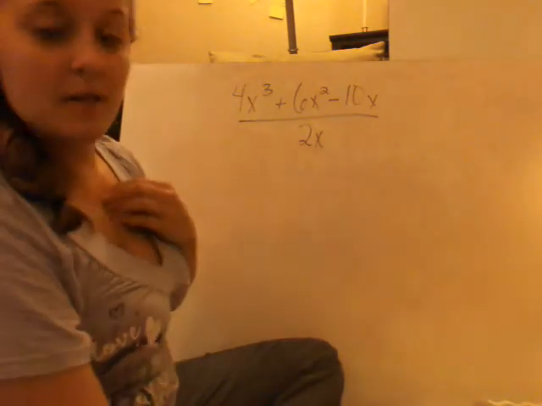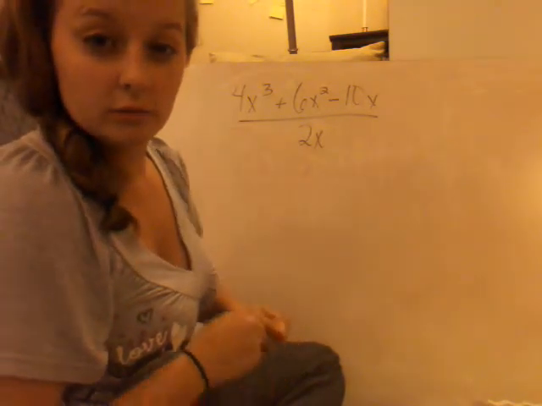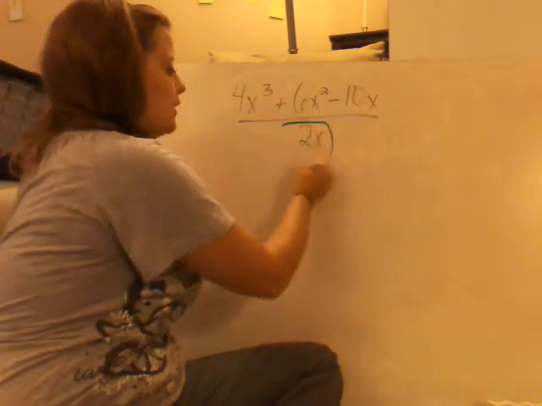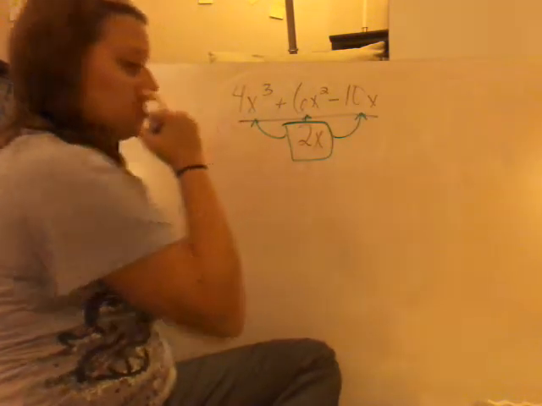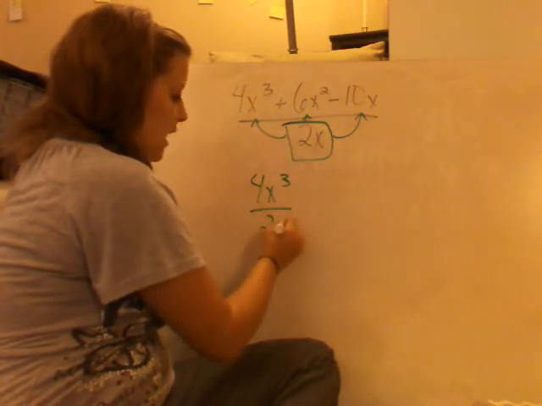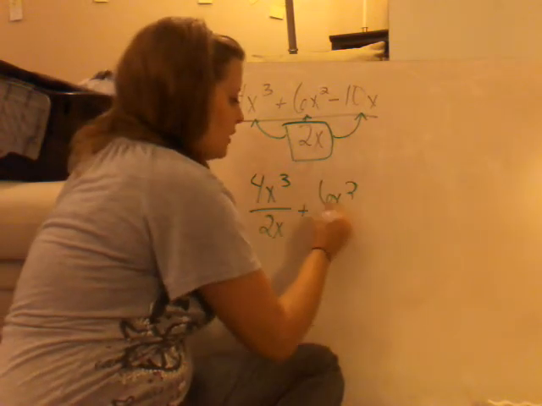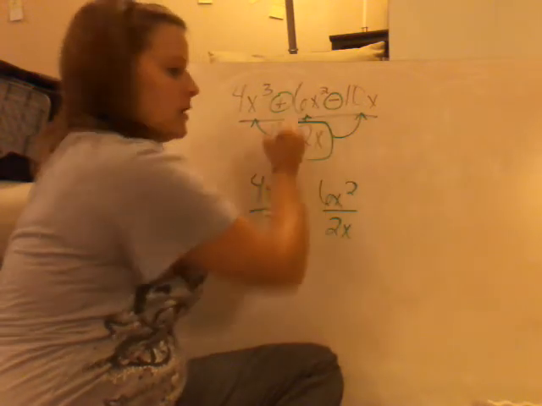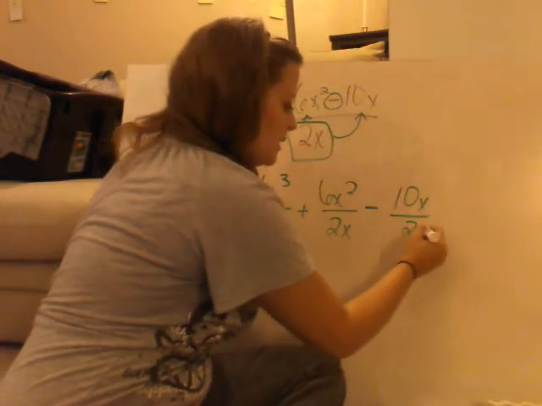Alright, so to divide this, I'm going to break it down into sections. So pay close attention. I'm going to take the 2x under each term. When I write it out, it'll look like 4x cubed divided by 2x plus, because here's a plus sign, 6x squared divided by 2x minus, because here's a minus sign, so we have to pay attention to the signs, the signs don't change, minus 10x divided by 2x.